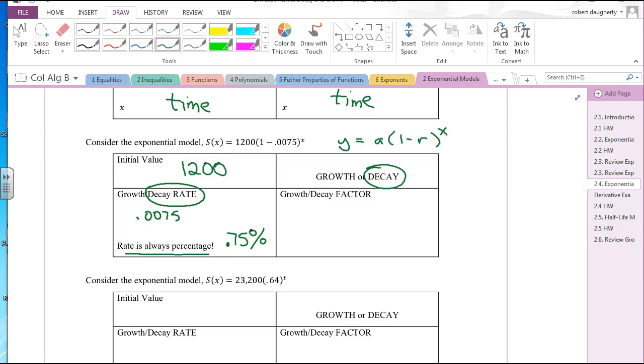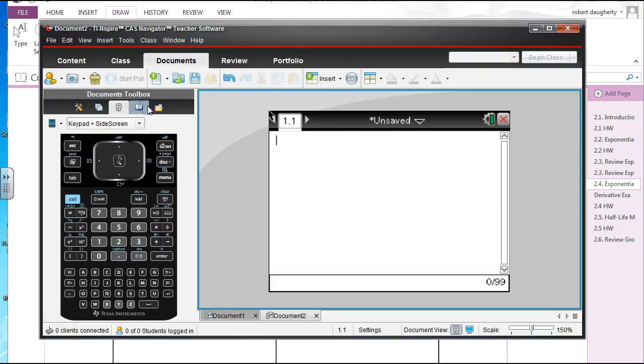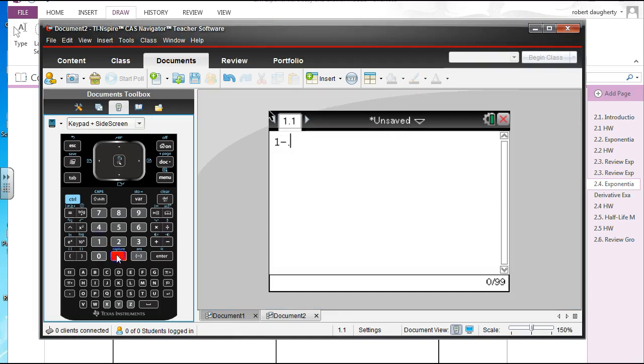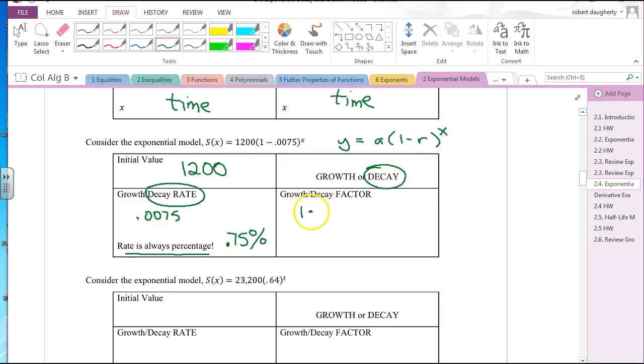Now, the growth or decay factor is a number. It's just whatever that number is inside the parentheses. I would rely on my calculator. So what is 1 minus 0.0075? 0.9925. Okay. So this is probably as hard as these problems get, to know the decay rate and the decay factor. Okay. So the decay rate is a percentage. This model is always decreasing by 0.75% per year. This is my decay factor. Okay, one of these numbers is percent, one is just a decimal number. Let's look at the next one.